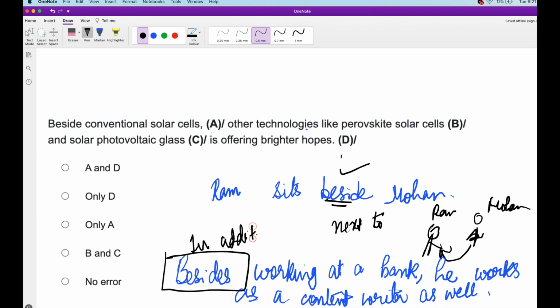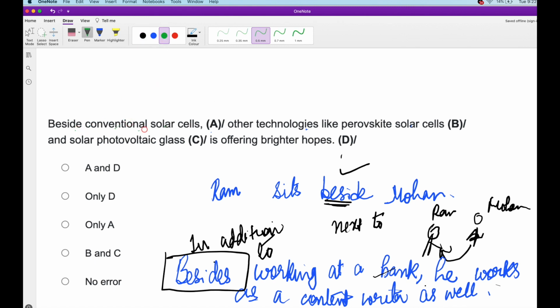In addition to. Okay. So in addition to working at a bank, he works as a content writer as well. So he not only works at a bank but also works as a content writer. Understood? So here the meaning is different. The meaning of beside is next to, and the meaning of besides is in addition to. Okay. So let's understand this.